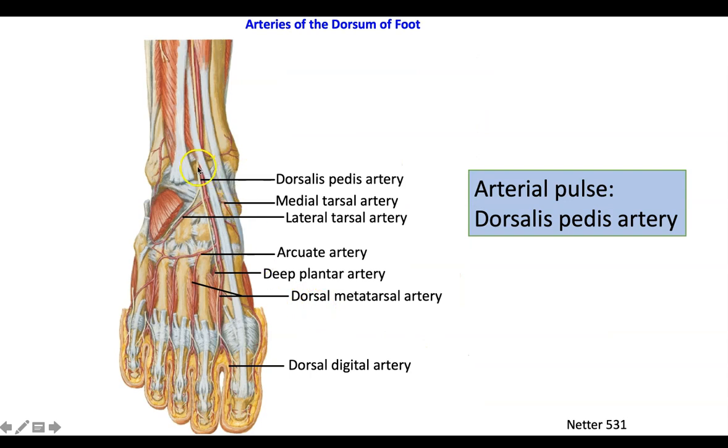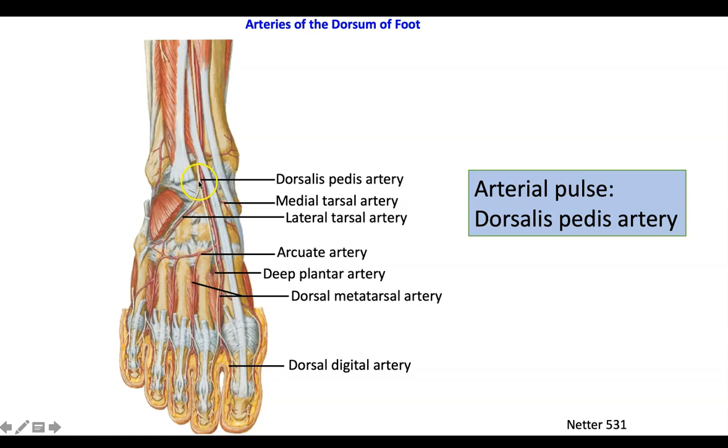You can see here the dorsalis pedis artery is very superficial while it lies in between the two malleoli anterior to the ankle joint. It lies just lateral to the tendon of the extensor hallucis longus. And at this point, we can feel the pulse of the dorsalis pedis artery.